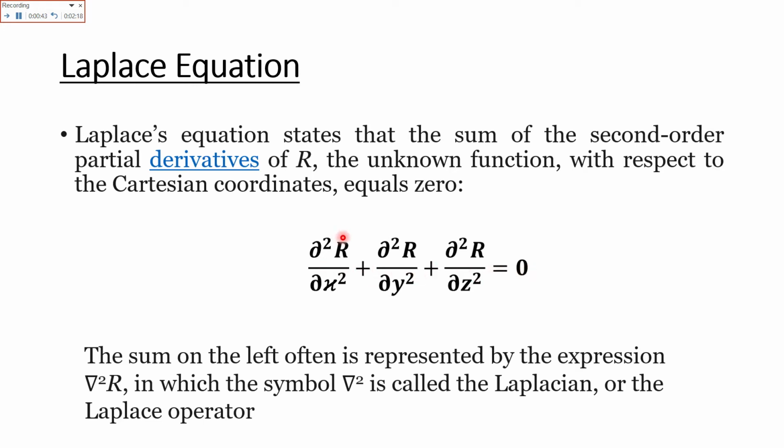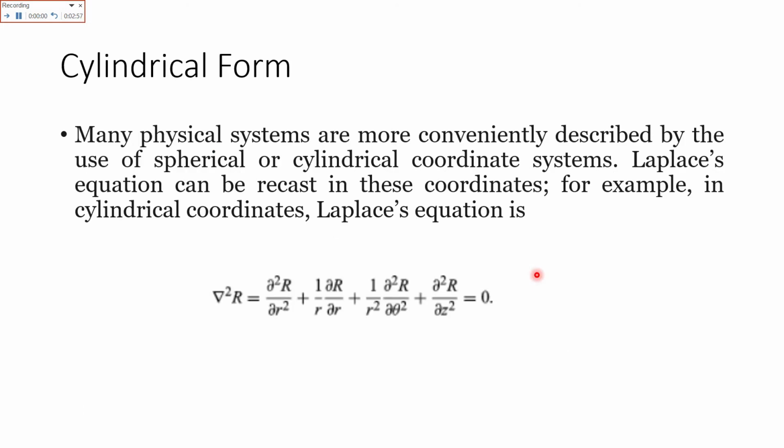If we have only this term, del square R over del x square, this would be the Laplace equation in 1D. If we have the y term, then we have the 2D Laplace equation, and this is the 3D Laplace equation. Here we have the second partial derivative of R with respect to x, y and z. The sum of the left side can also be expressed as del square R, where this symbol del is basically the Laplace operator. So the square of the Laplace operator applied to R is equal to 0.